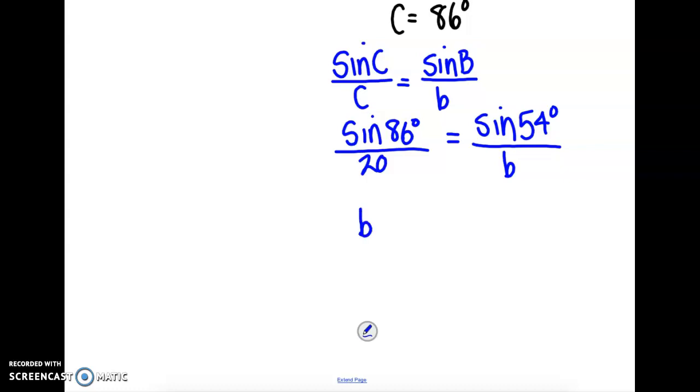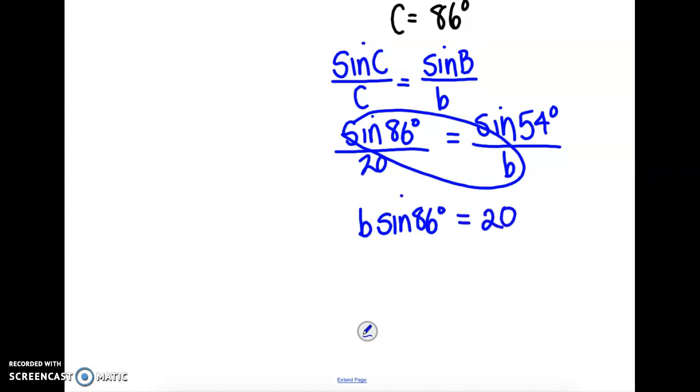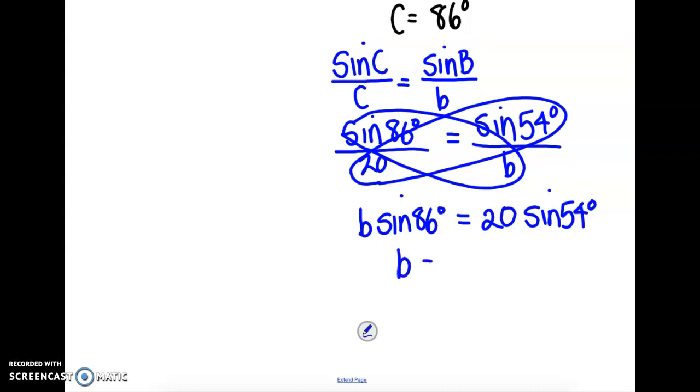Cross multiply and undo. So multiply both sides by, here's your butterfly, B sine of 86 degrees, equals 20 times the sine of 54 degrees. Here's your other half of your butterfly. Now we undo, so we want to isolate that B. So we divide both sides by the sine of 86 degrees.